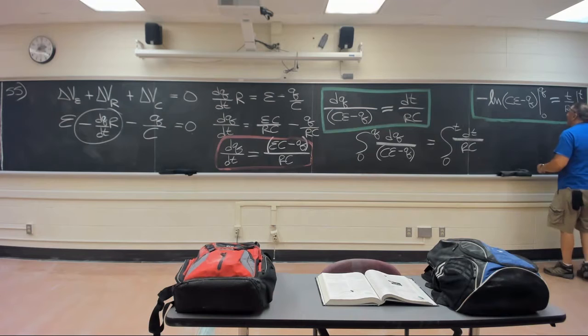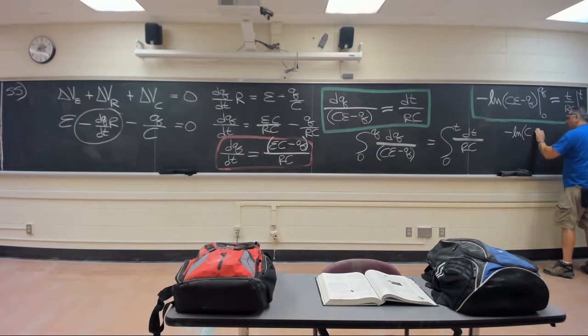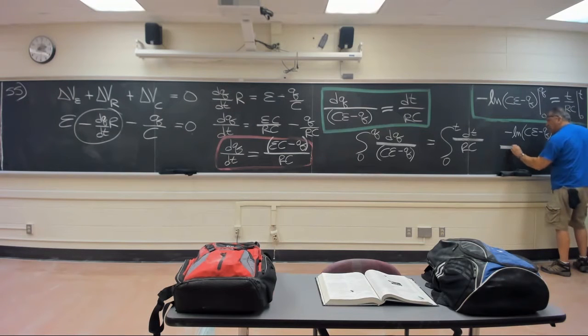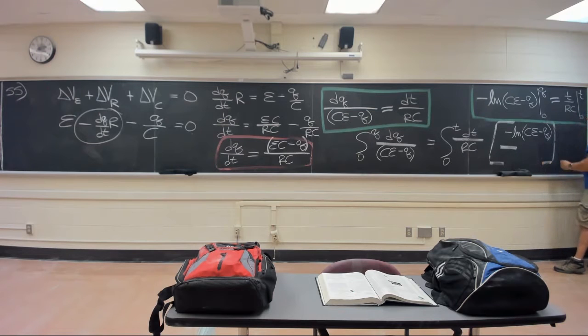Well, okay. Let's put the q in there. And that's, well, I mean, what we got? We got negative ln c epsilon minus q, minus, put a 0 in here, minus a negative ln c epsilon.